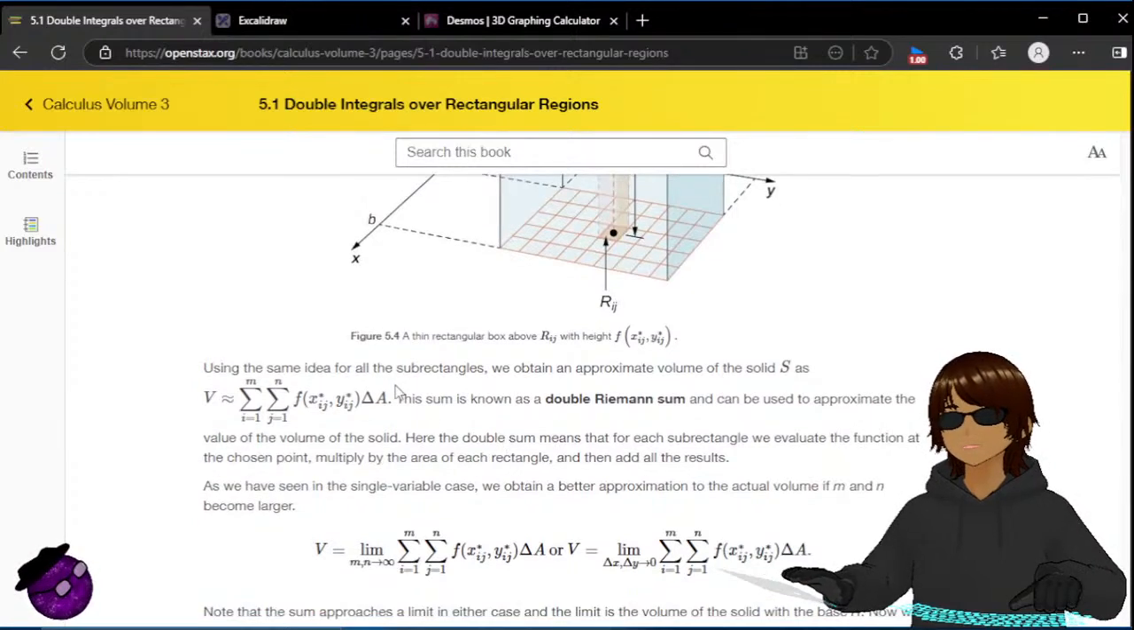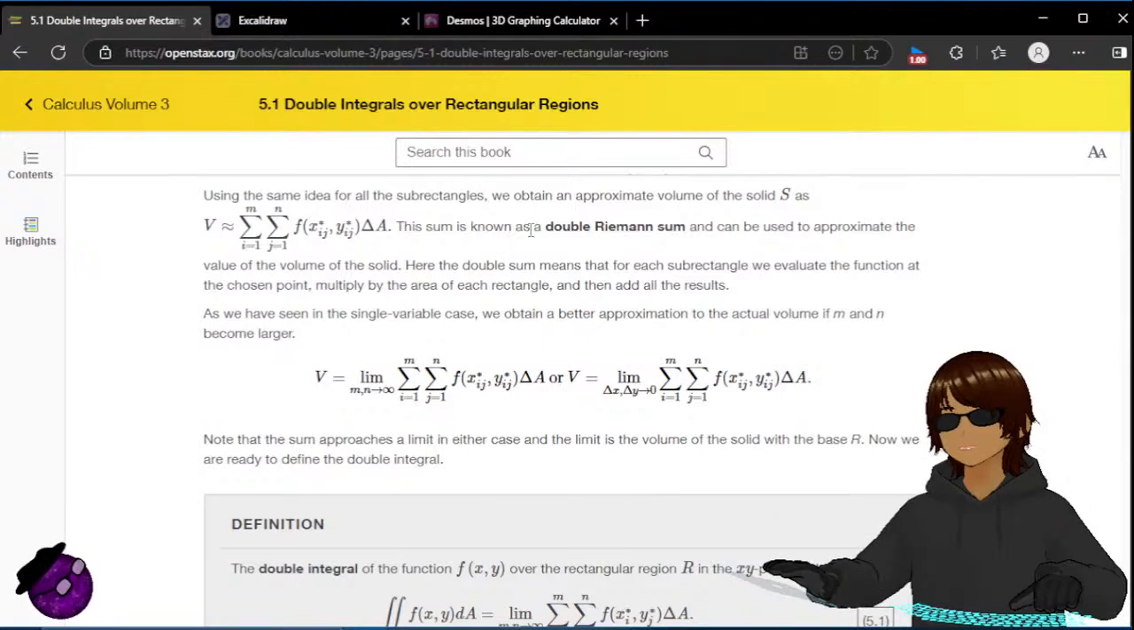Using the same idea for all subrectangles, we obtain an approximate value of the volume of the solid S as this. This is known as a double Riemann sum. It can be used to approximate the volume of the solid. The double sum means that for each subrectangle, we evaluate the function at the chosen point, multiply by the area of each rectangle, and then add all the results.